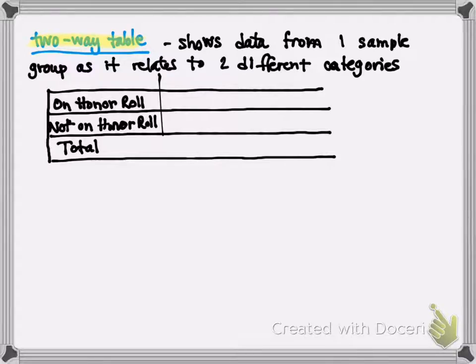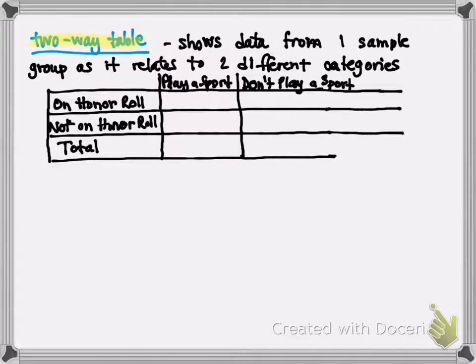Then up here, our categories are going to be play a sport, don't play a sport. And then the last would be total. The group that ends up in the top left box is that 250 group.